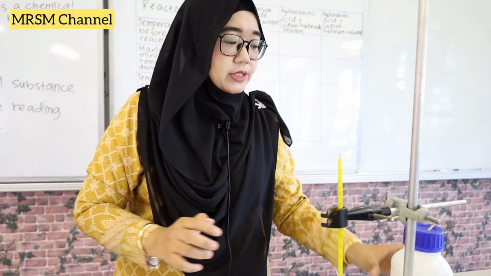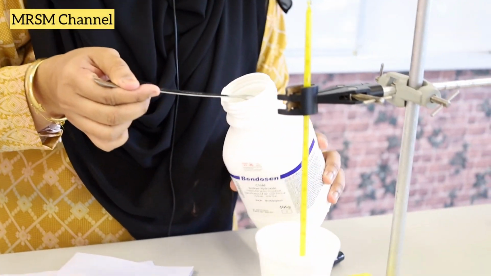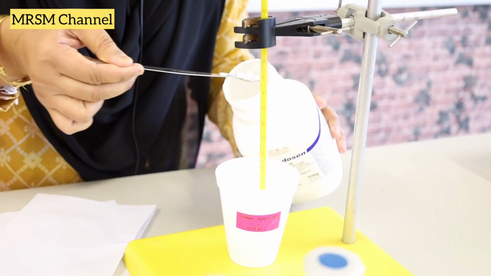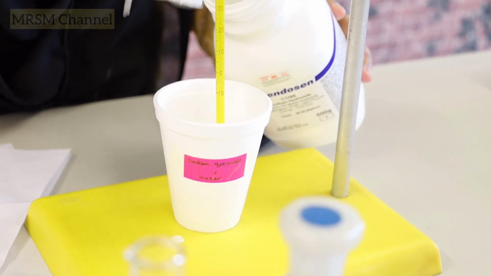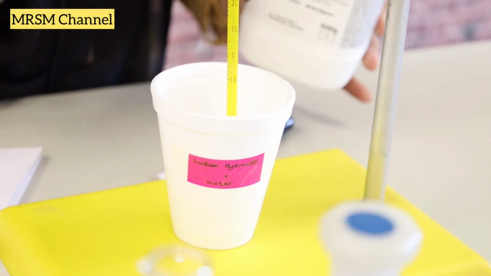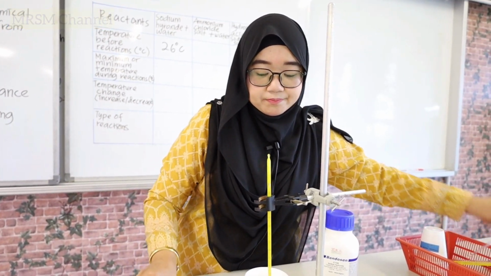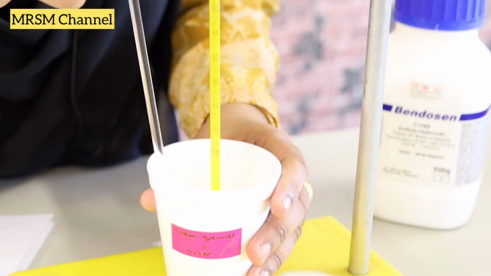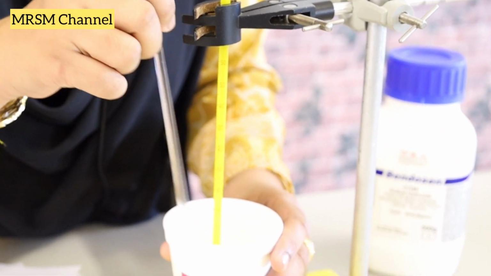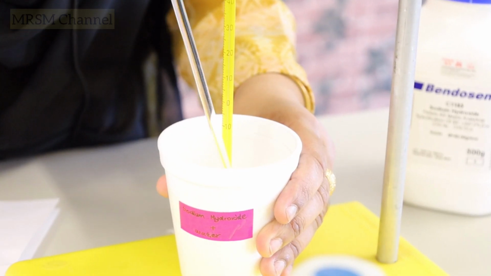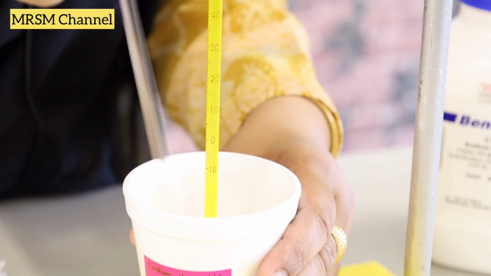Then we put in the sodium hydroxide powder, using 2 spatulas. Mix the water with the sodium hydroxide by stirring the solution. At the same time, look at the temperature on the thermometer. As we stir the solution, we can see the temperature on the thermometer change.